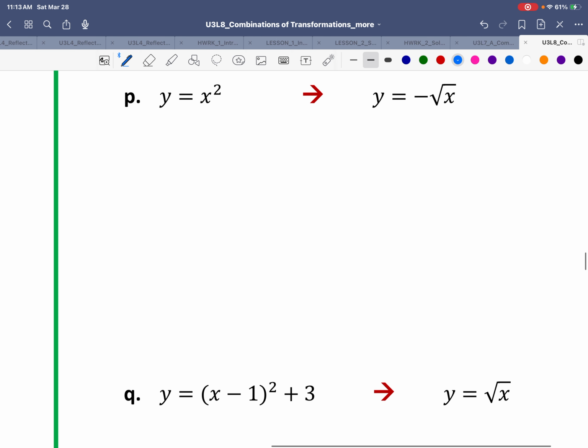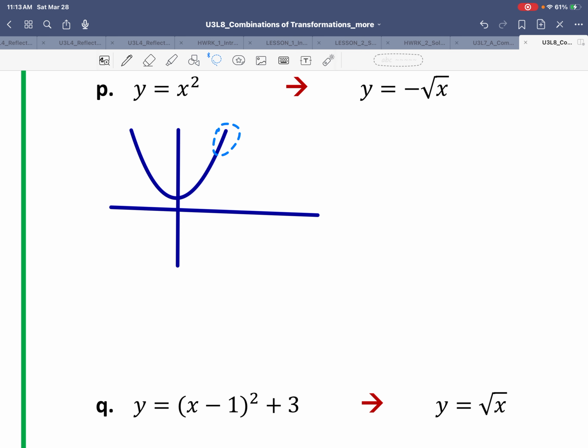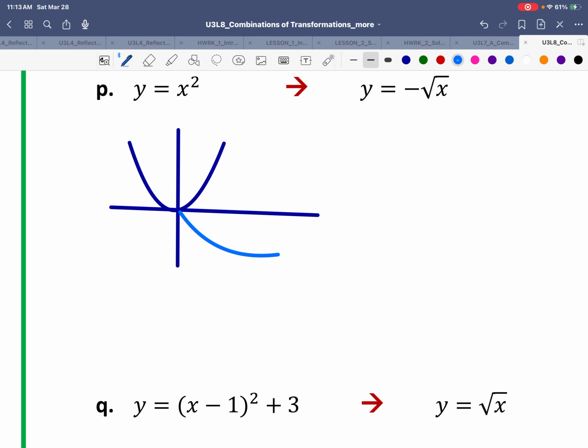Now, next we have y equals x squared and y equals negative square root of x. So let's take a look at what we have first. So y equals x squared is our basic parabola here. And what we are trying to create is negative root of x, which is this graph. Now we know that to create negative root of x, we're going to need to inverse y equals x squared. But because we're only taking the negative, we're only going to need this arm of the parabola.